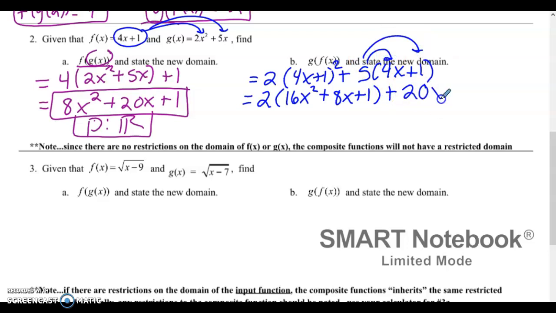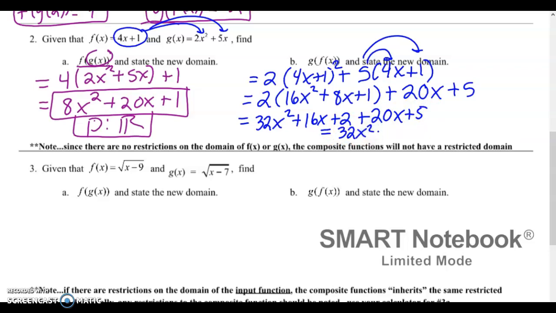That's 20x plus 5. And then I'm going to distribute that 2, so I have 32x squared plus 16x plus 2. And then bring down the 20x plus 5. So then my final answer here is going to be 32x squared plus 36x plus 7. And that's my final answer.